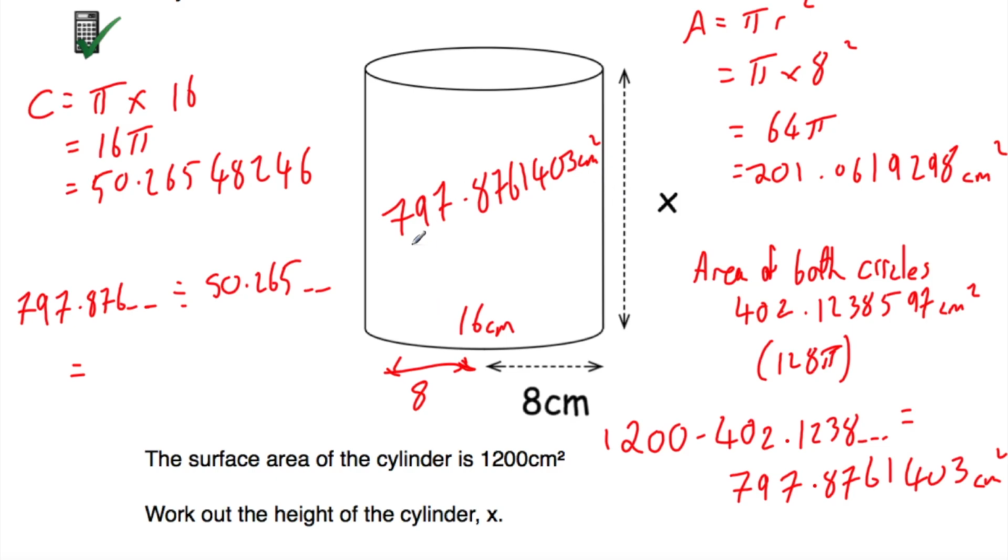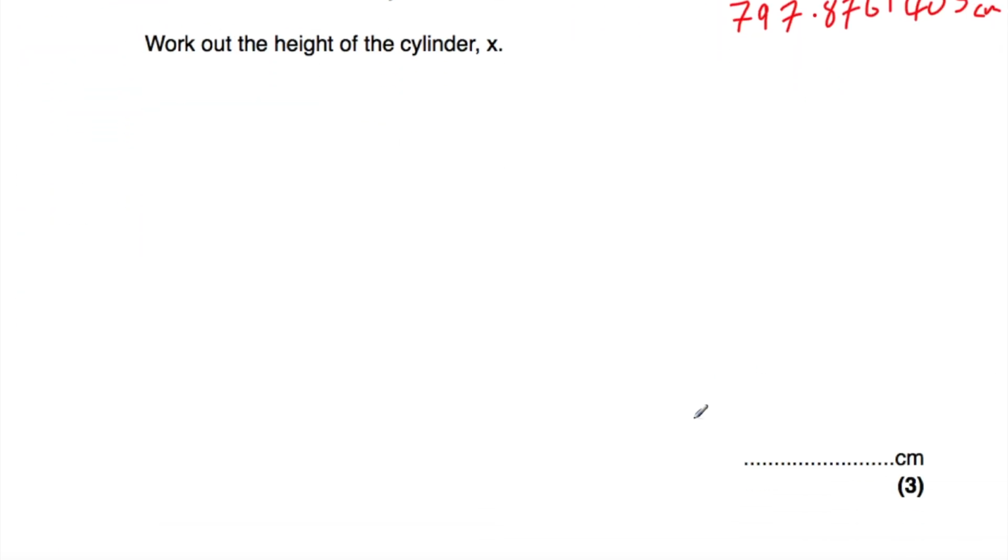So whenever we do 797.8761403 and divide that by 50.265482446, we get an answer of 15.8732 and so on centimeters. So that's the height of the cylinder. And I'm just going to round that to two decimal places. So to two decimal places, that'll be 15.87 centimeters. And that's it. Okay, let's look at our next question.